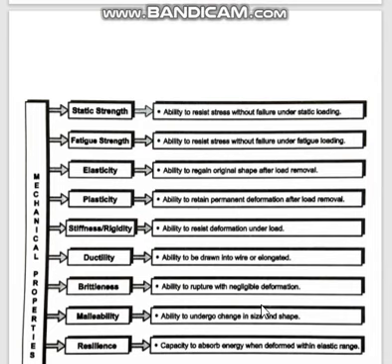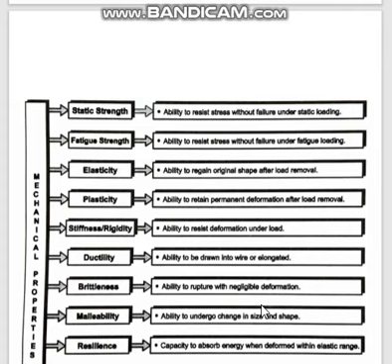What are the various properties? Strength is the first one that we study. Here it is given as static strength. To know static strength, you should know what static load is. Static load is that load which doesn't change with time. If any load is not changing, it is constant, 1 kg is 1 kg, then it is called static load.